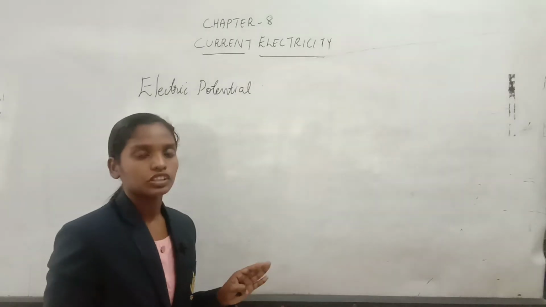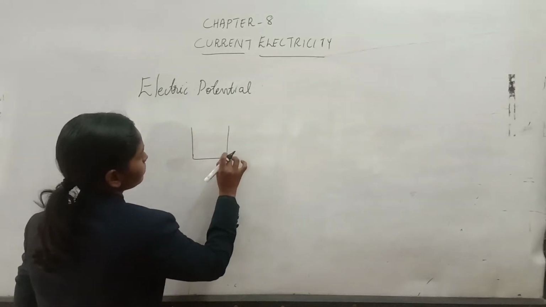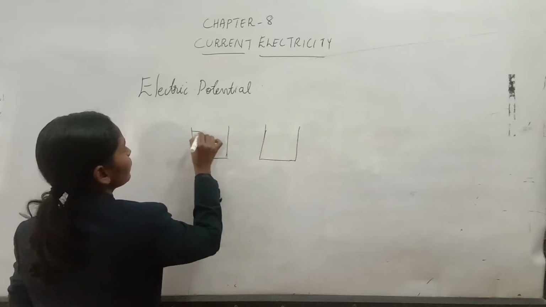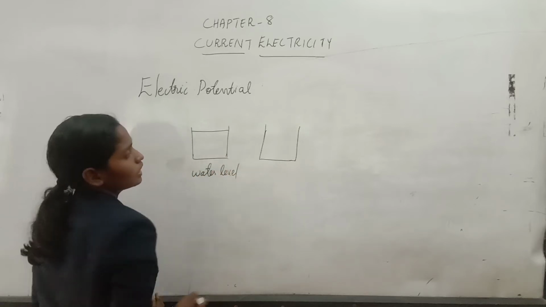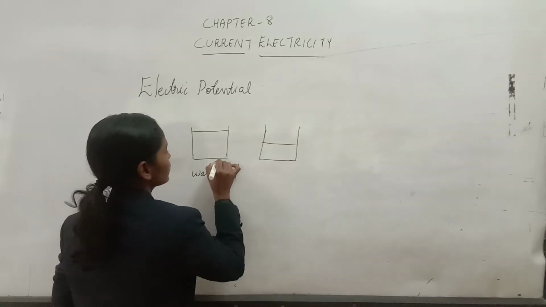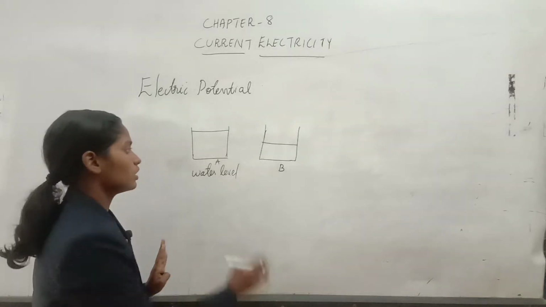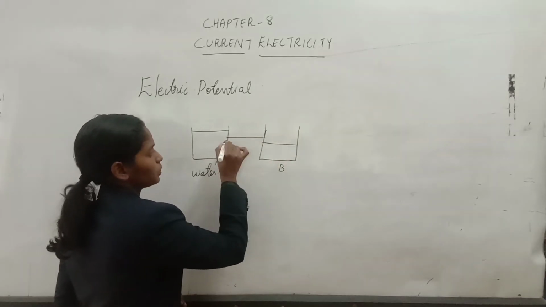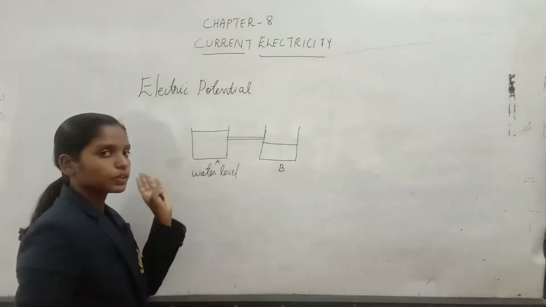What do we mean by electric potential? I will give an example for it. Here we are taking two containers, and each has a water level. This is A, this is B. When we consider the water level of the two containers, the first one has more and the second has less. So when I connect these two, the water will flow from A to B, right?